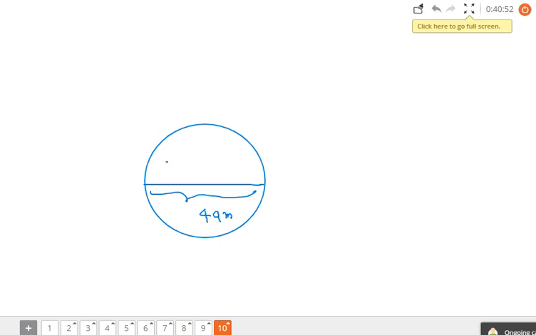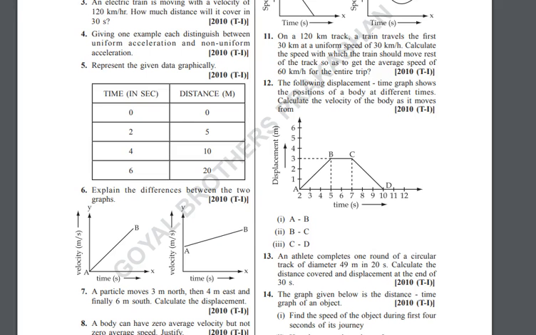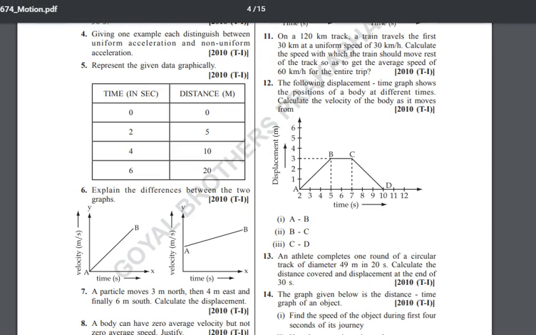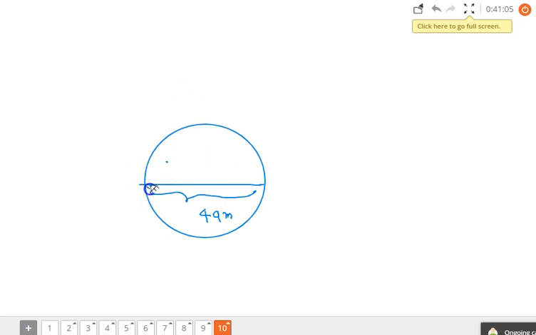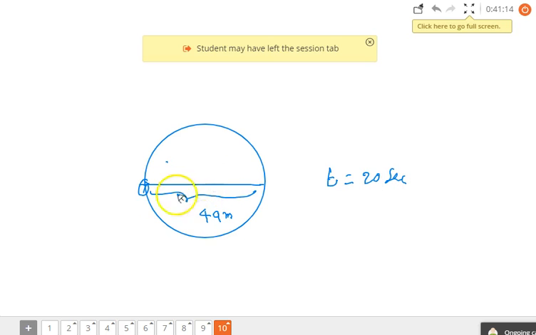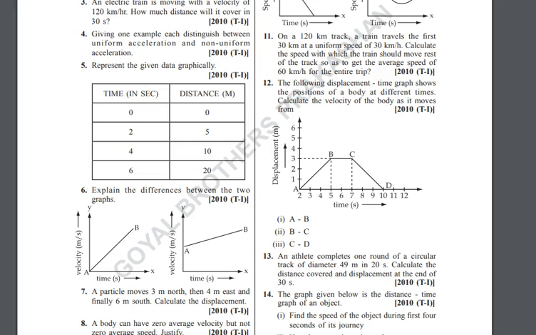Now what are they asking? An athlete completes one round of a circular track of diameter 49 meters in 20 seconds. The athlete started from here, reached here, and the time taken is 20 seconds. What is the diameter? 49 meters.